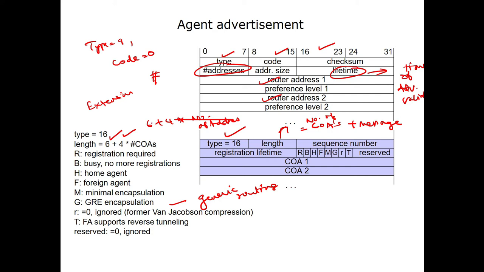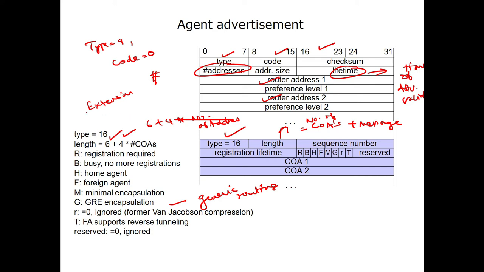extended version, since it has a number of addresses to be advertised. The number of addresses is the number of addresses which are to be advertised, and lifetime is the time for which the advertisement is valid. So how much time period the advertisement is valid. Then these are router address 1, router address 2, preference level 1 and preference level 2.